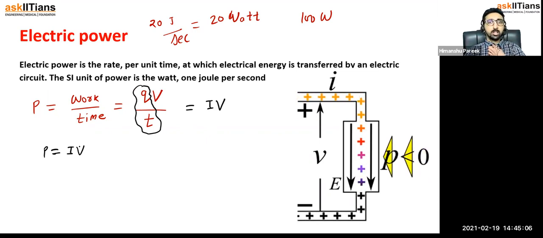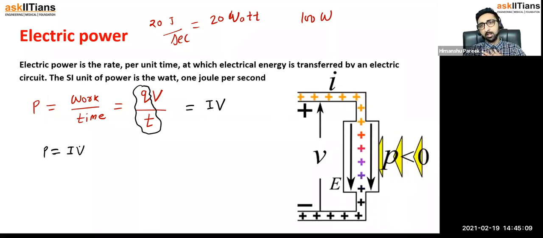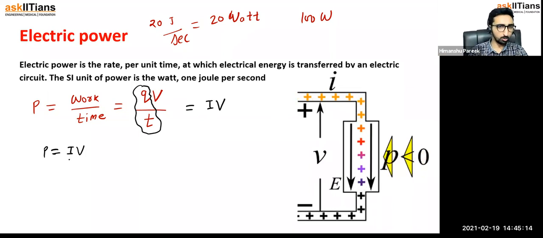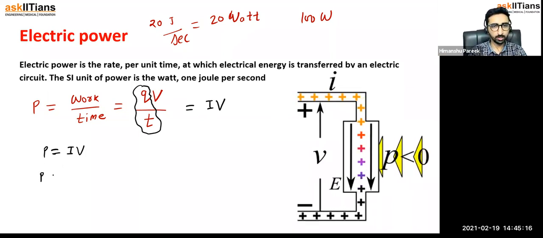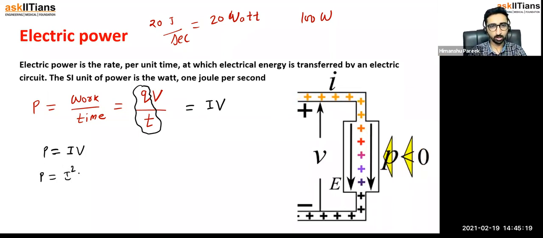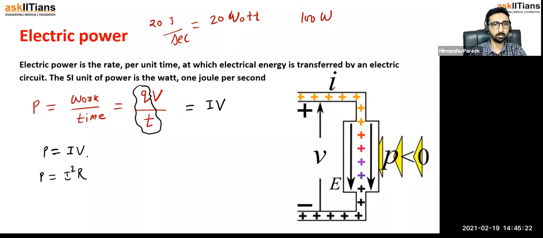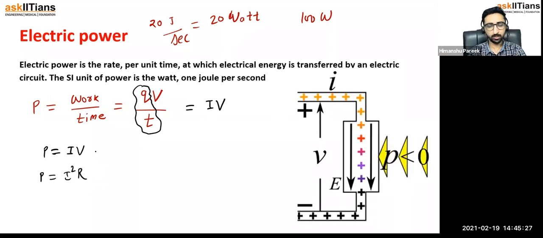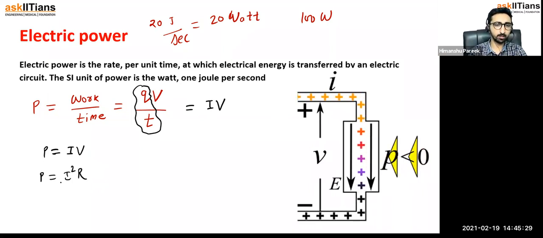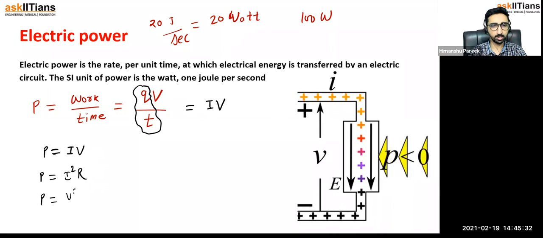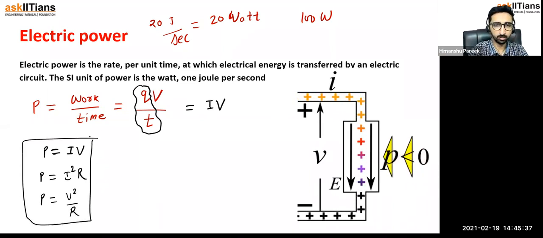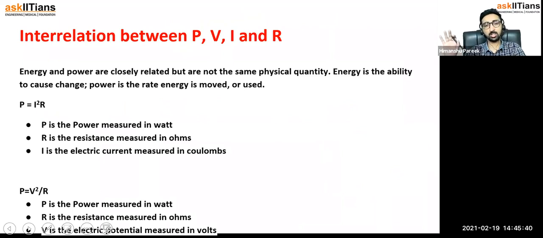I hope you got my point. Now, once we have understood that power is I into V, we can say one thing: from Ohm's law, V is equal to IR. So I can also write it as I squared R. All right. Or also, in the first equation, P is equal to IV, I can put I is equal to V by R, again from Ohm's law. So this will become P is equal to V squared by R. So now these are the three relations we have here. This is known as the connection between power, voltage, current, and resistor.